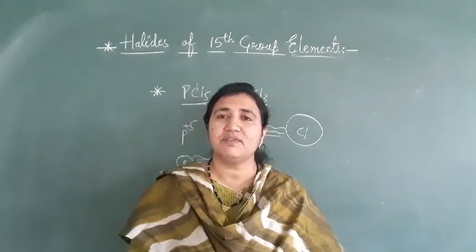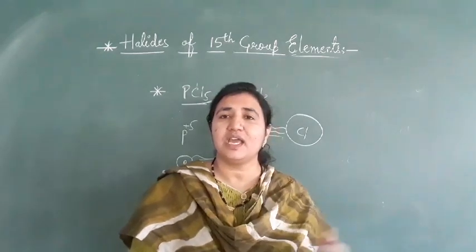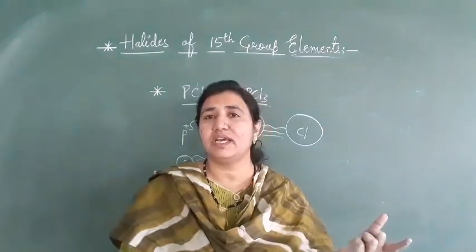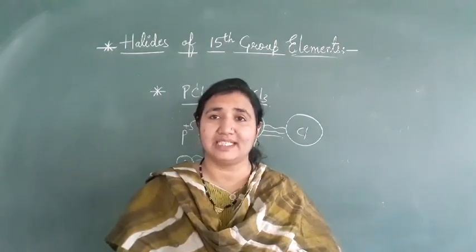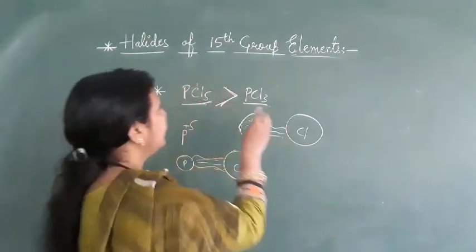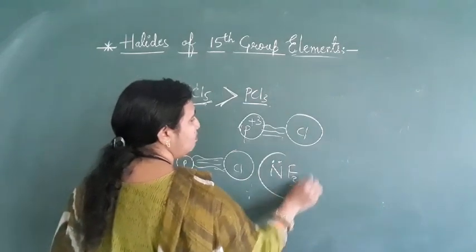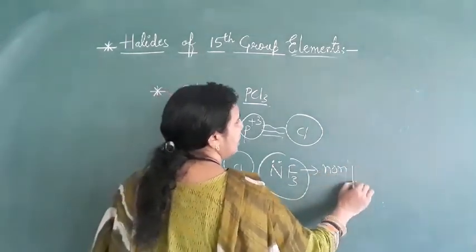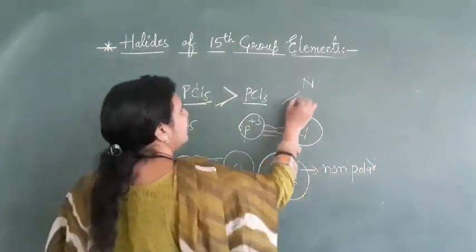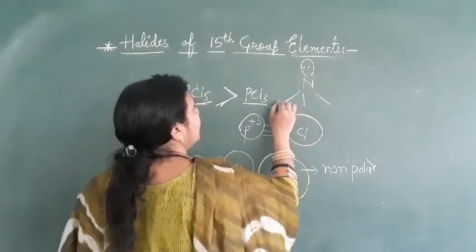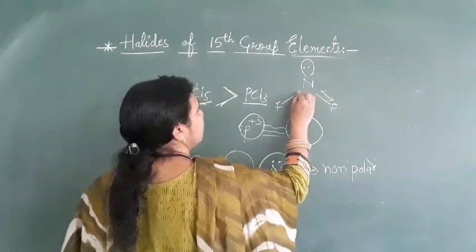For PCl3 we have seen hydrolysis. In hydrolysis NCl3 will give NH3, and PCl3 will give H3PO3, phosphorous acid. NF3 does not hydrolyze. Why? Because NF3, nitrogen and fluorine, is non-polar. This molecule is non-polar, with zero dipole moment. If you take the structure of NF3, here we have a lone pair, and fluorine here. Fluorine is more electronegative, so the dipole moment will be in this direction.